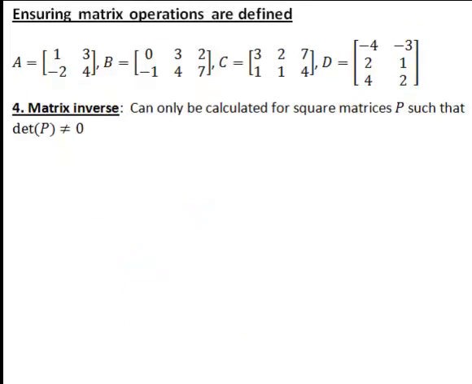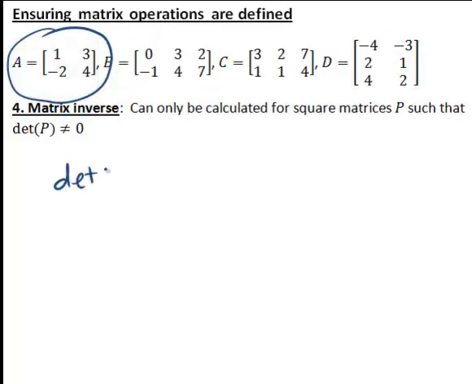Now, the final question is, when does a matrix have an inverse? And we only talk about an inverse of a square matrix, but we also have a further restriction. A matrix P only has an inverse if the determinant of P is not equal to 0. So right away we saw the only square matrix here was matrix A. So does A inverse exist?